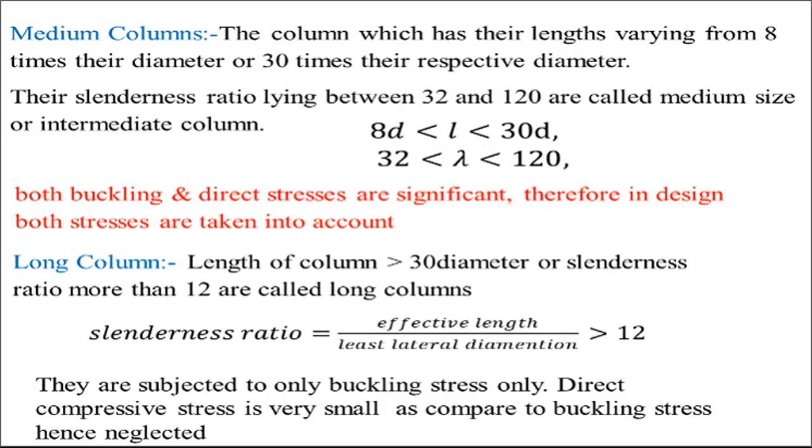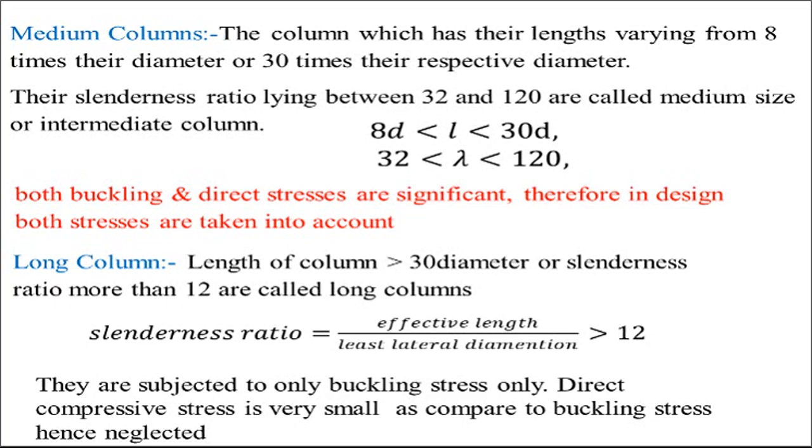After that, the medium column: the column which has its length varying from 8 times its diameter to 30 times its respective diameter. The slenderness ratio lying between 32 and 120, they are called medium size or intermediate columns, and the criterion is that the length is between 8d to 30d, where d is the diameter of the column. If the value comes in between these two values, then that column is called a medium column. And as with the slenderness ratio, we can also define the medium column when the slenderness ratio is between 32 and 120.